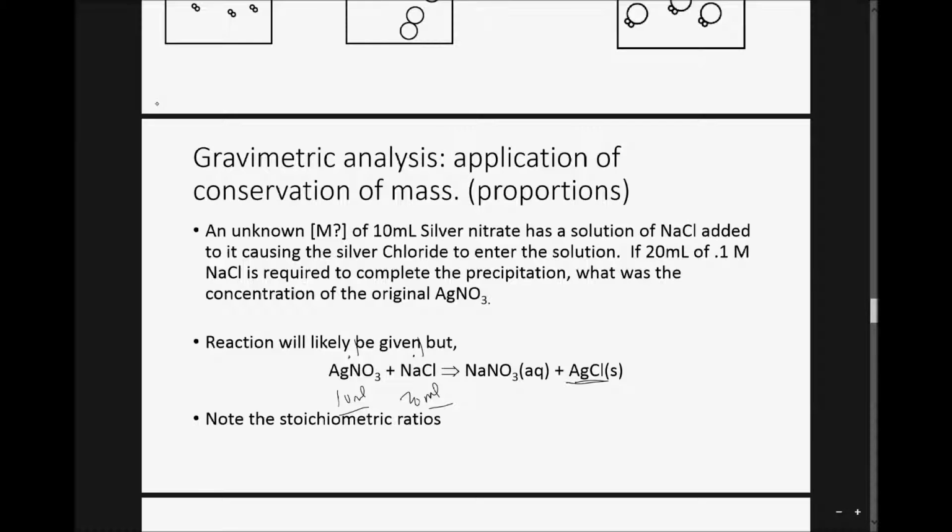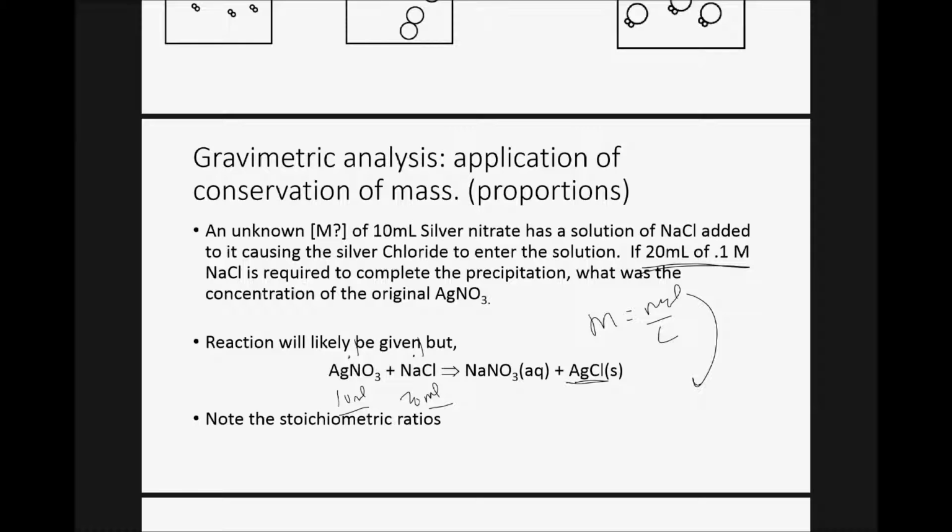Note that they're the same concentrations. I should say this is 20 milliliters of 0.1, and they don't give us the concentration of the AgNO3. They want us to figure it out. You can use stoichiometry to figure out the moles using molarity equals moles per liter, and you find your moles of NaCl. At a 1-to-1 ratio, how many moles per liter would we have of the AgNO3? Well, it's in half the volume, so it's twice as concentrated.